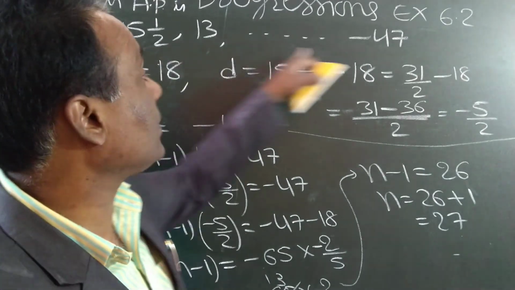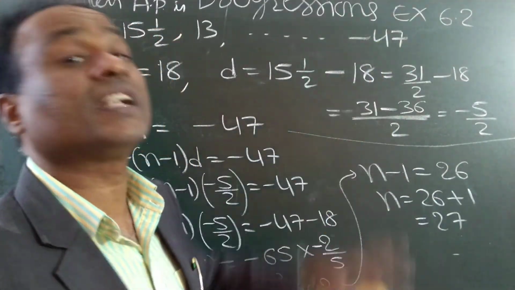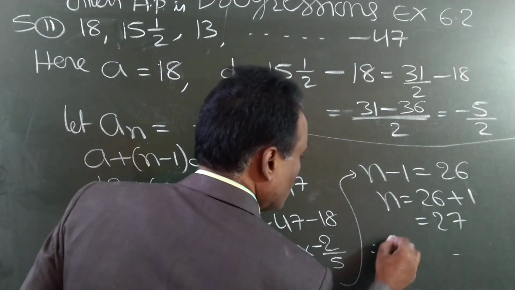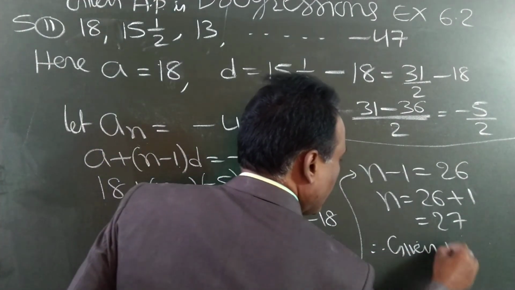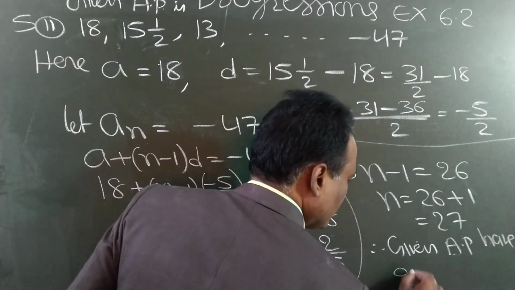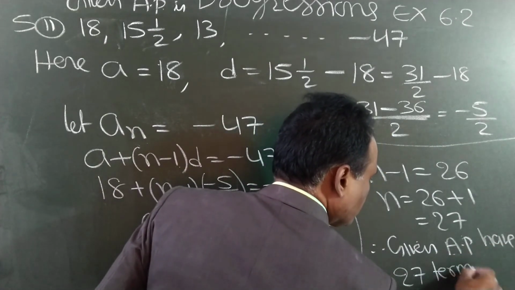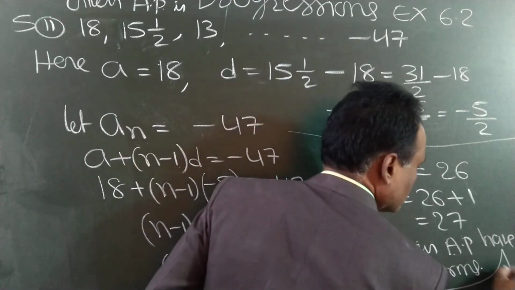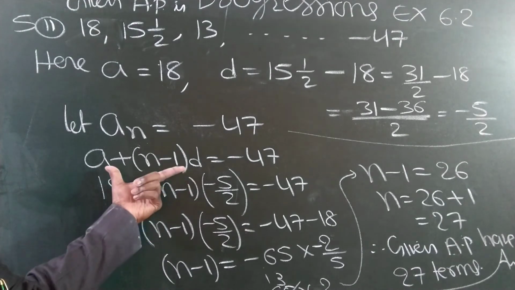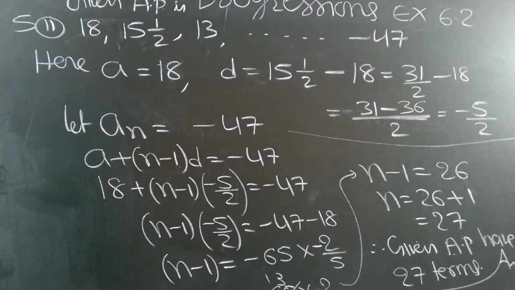That means this AP has how many terms? 27 terms it is having. Therefore, the given AP has 27 terms. Same model. Only one formula we have. That's all. Simple. But problems are a little difficult. So, some reasoning, some analysis, something is there. So, you do it.